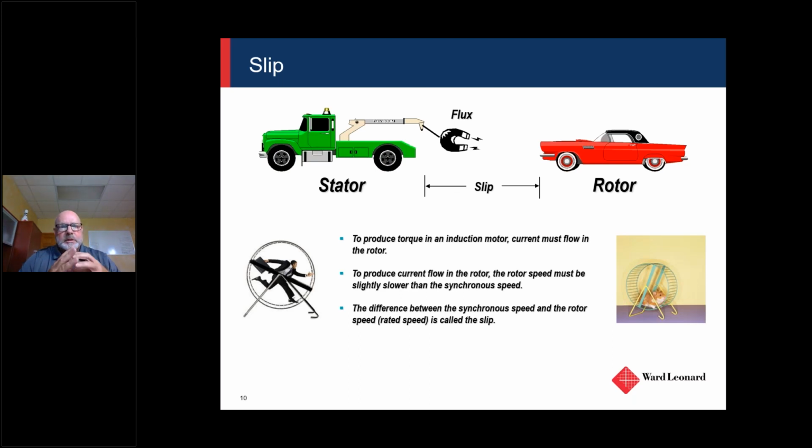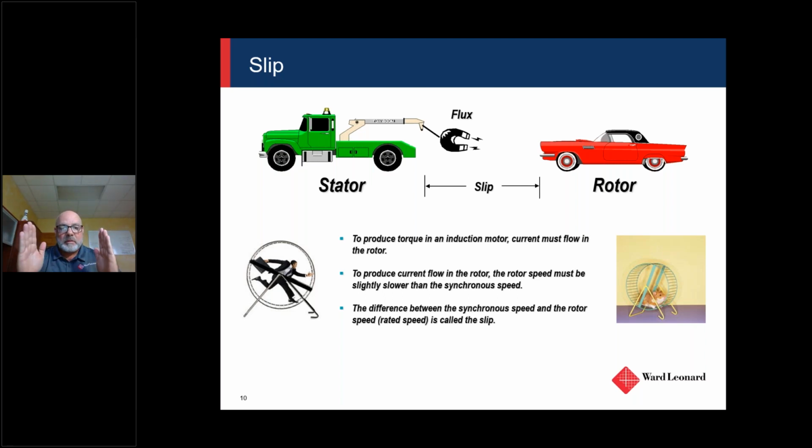All right, so talking about slip and really how a motor works. The graphic here represents the stator as the tow truck and the rotor as the super cool Thunderbird, and if those things were direct coupled and hooked together like a tow truck, that relationship is not how a motor works, right? So basically, if you hung a magnet on the back of the tow truck and then pulled it along, it would have a little bit of a gap, right?